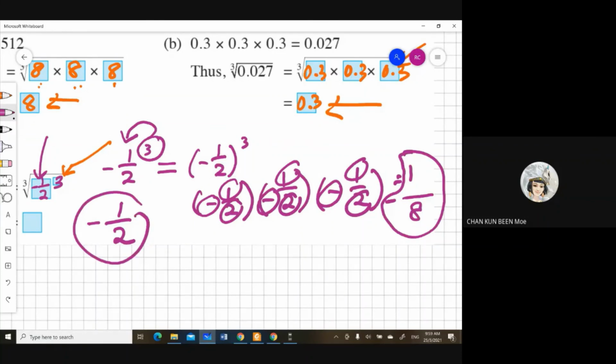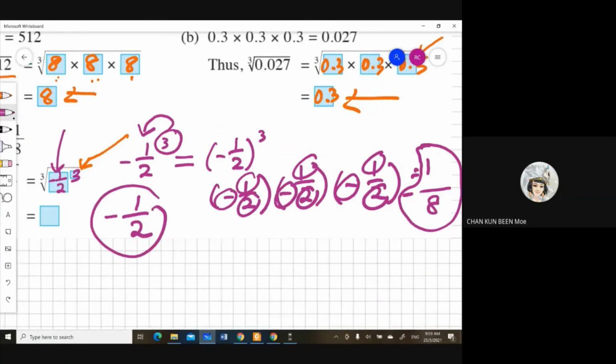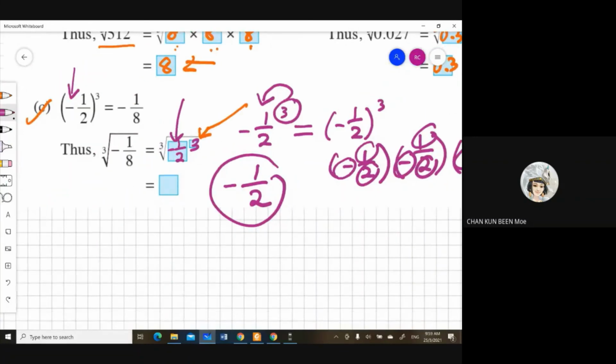Therefore, when it comes to a fraction with a cube over here, you always have to make sure your answer is in bracket. So this one is a 3, this one is negative 1 over 2, but it must be in bracket. No bracket means your answer is wrong. Okay, bear in mind about it.